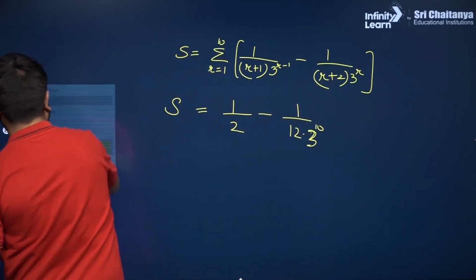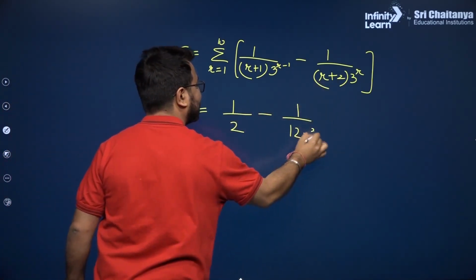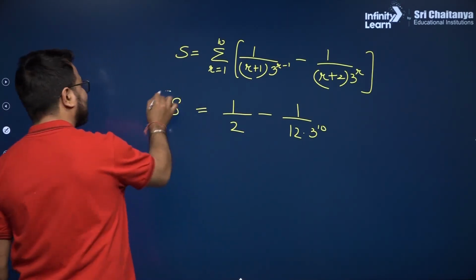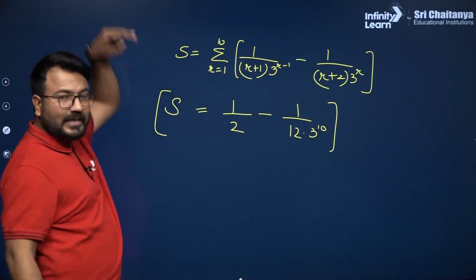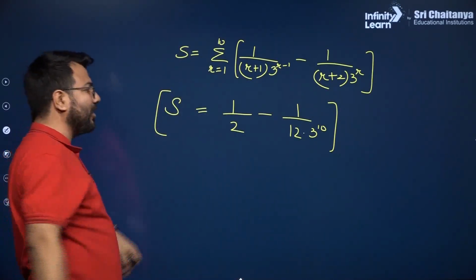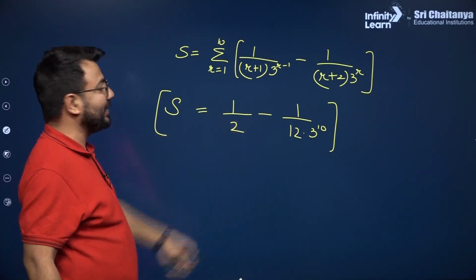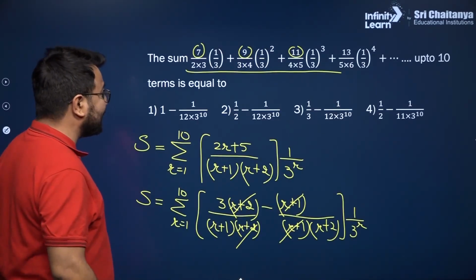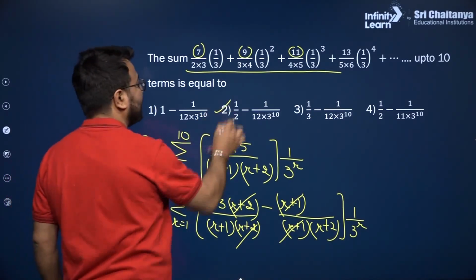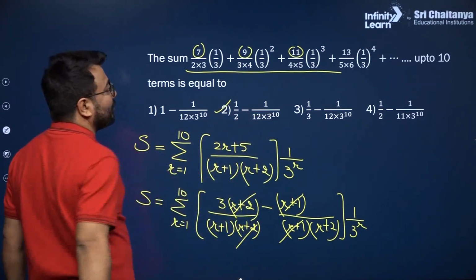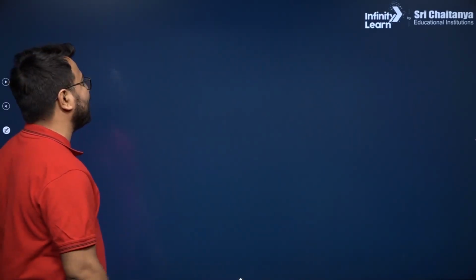Okay, so I'm writing it again: 1 upon 2 minus 1 upon 12 times 3 raised to the power 10. So basically this is the sum that we obtain after substituting the value of r as 1, then 2, then 3 and adding all of them together. I'll be obtaining 1 upon 2 minus 1 upon 12 into 3 raised to the power 10. Now, is there any option given to us? Yes, it is given in option B. So 1 upon 2 minus 1 upon 12 times 3 raised to the power 10. This is the final answer. I hope you are able to understand how to deal with this question.